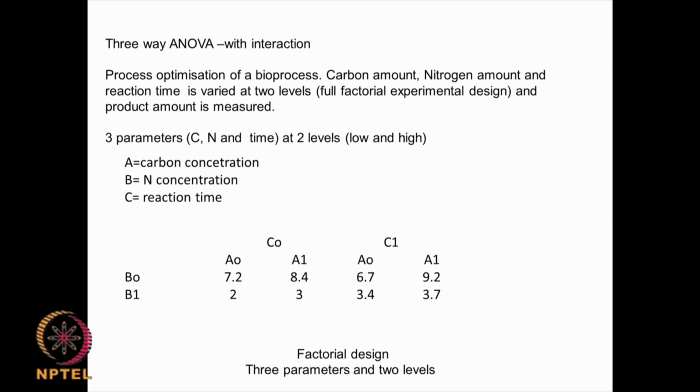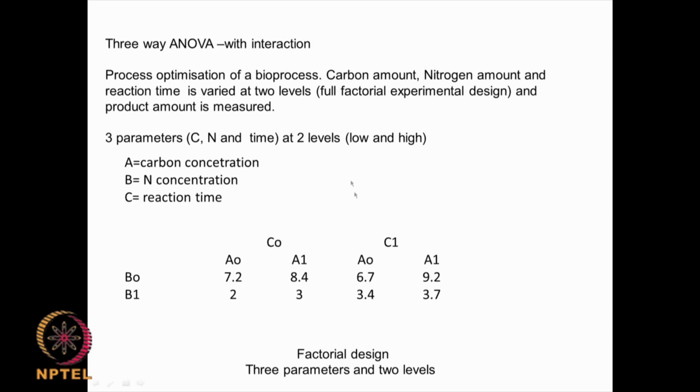Imagine I am doing a process optimization of a bioprocess. This is very common. We do a lot of process optimization where we modify the carbon concentration or even carbon source, nitrogen, then type of organism, agitation, temperature, micronutrients, pH and so on. So, imagine a problem, it is a 3-way Anova, that means I have 3 independent variables or 3 main effects as we call it: the carbon amount, the nitrogen amount and the reaction time. These are the 3 variables or parameters or effects I am modifying, and I am measuring the final product yield.